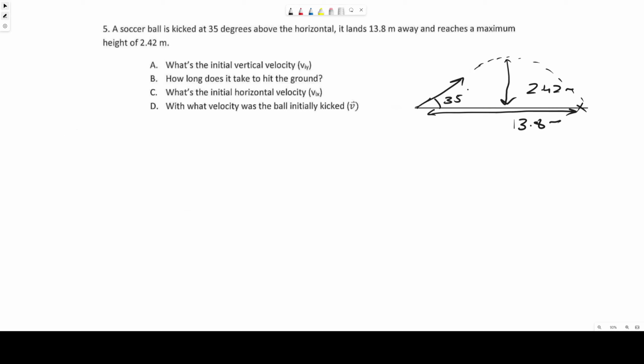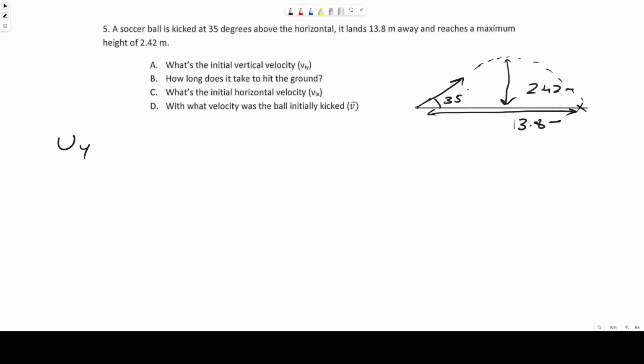The second thing I'd like to tell you is that, remember, any two forces, two movements, or two velocities that are 90 degrees apart do not have any influence over one another. So if something's in the x-axis, it has no influence on the y-axis and vice versa. So what is the initial vertical velocity? We need to find the u in the y direction.